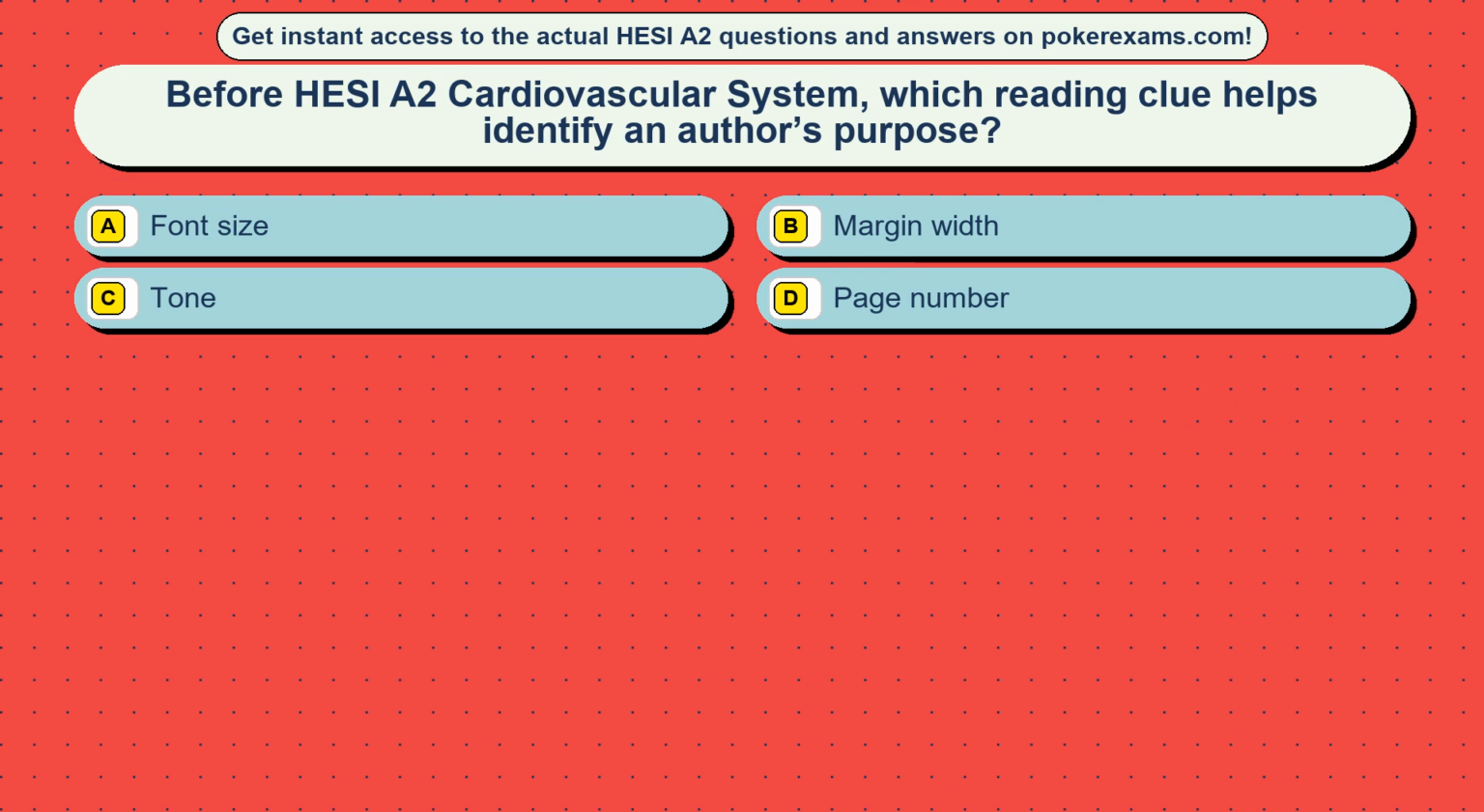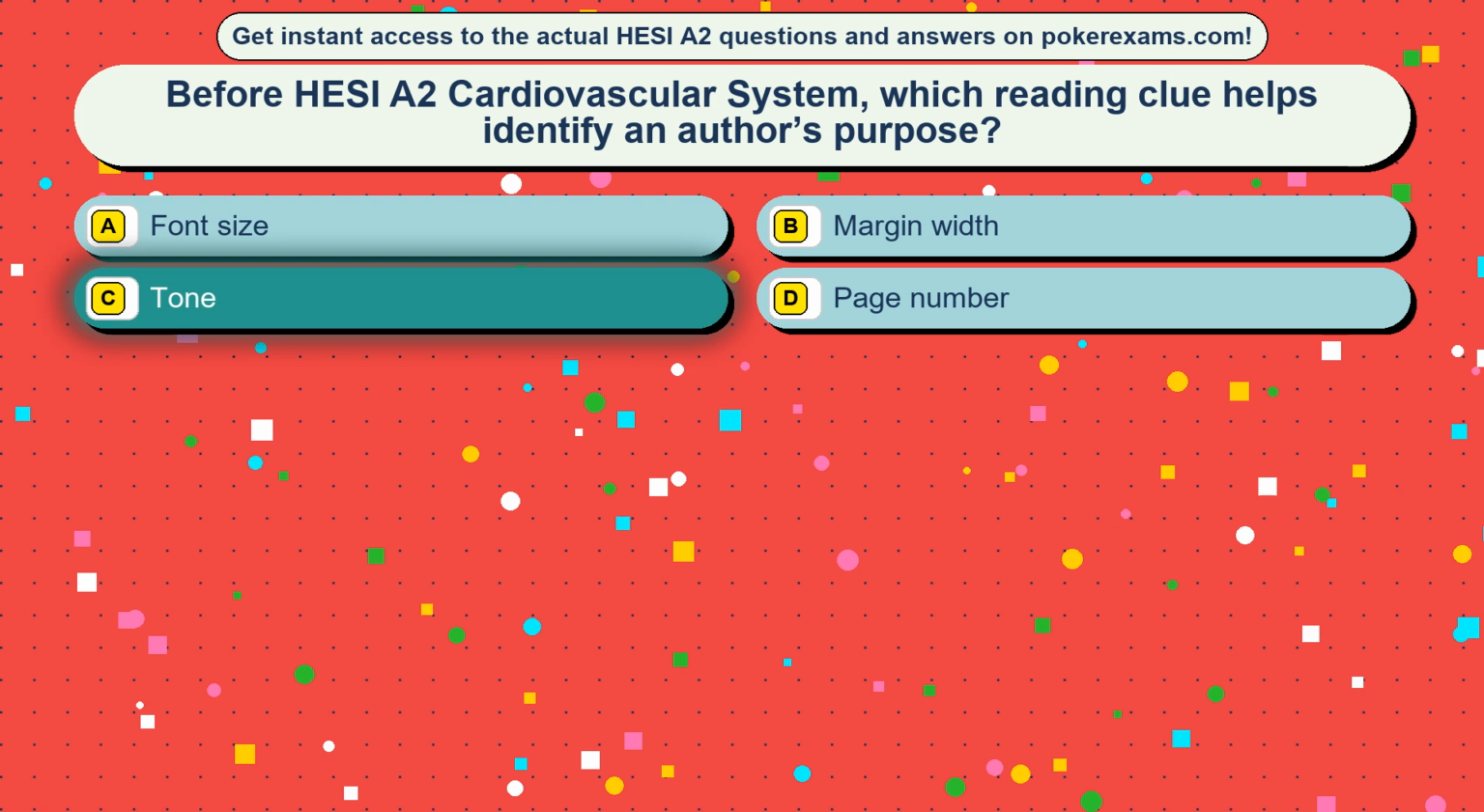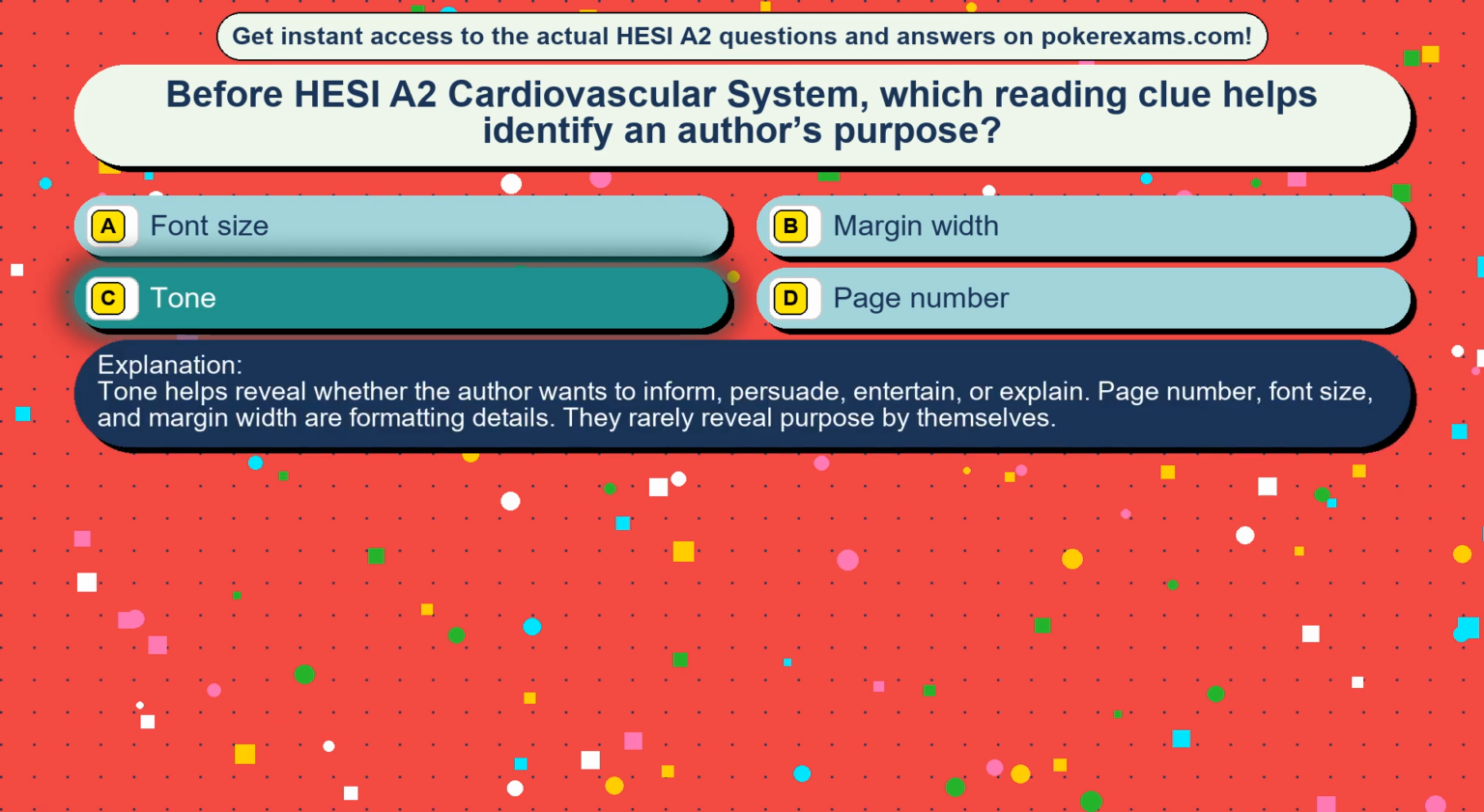Question 35. Before HESI A2 cardiovascular system, which reading clue helps identify an author's purpose? Option A font size, option B margin width, option C tone, option D page number. The correct answer is option C, tone. Tone helps reveal whether the author wants to inform, persuade, entertain, or explain. Page number, font size, and margin width are formatting details. They rarely reveal purpose by themselves.